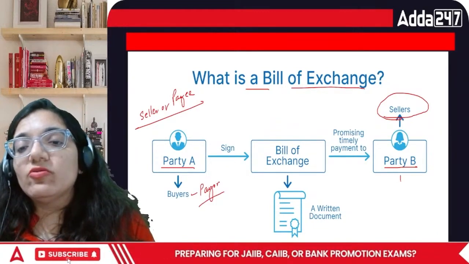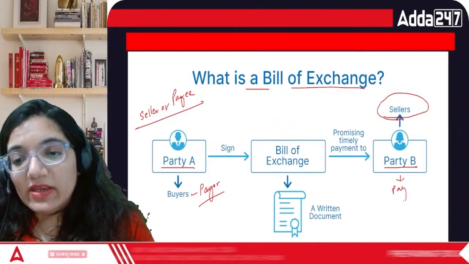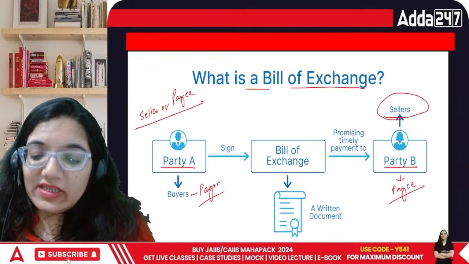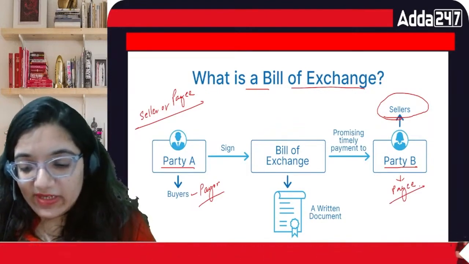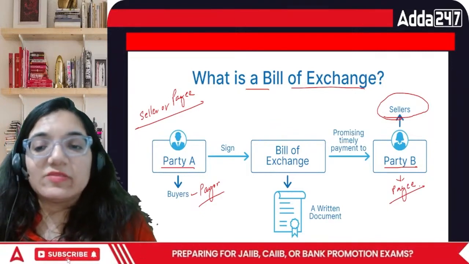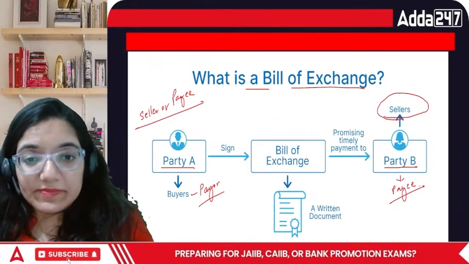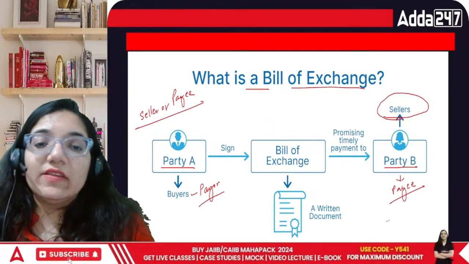The party who is getting the money is the payee, or any other person that he will determine, saying that this particular person will get the money. So that's how we define the specific roles of party A and party B. This is actually called the bills of exchange.